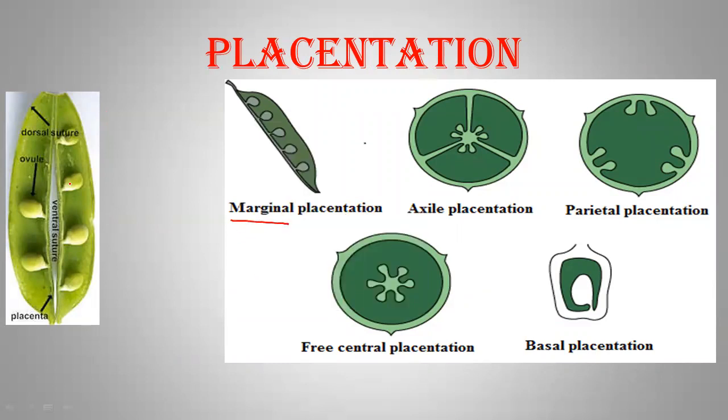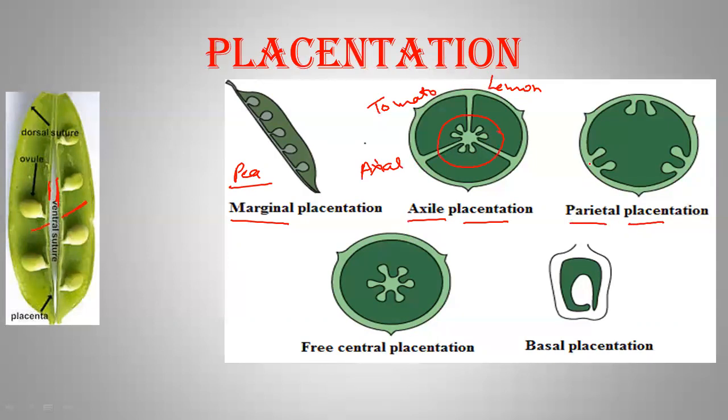marginal. In marginal, the placenta forms a ridge on the ventral suture and ovules are borne on this ridge in two rows, one here and one there. Example is pea. Axial placentation. In this, the placenta is axial and ovules are located in a multilocular ovary. Example is tomato and lemon.